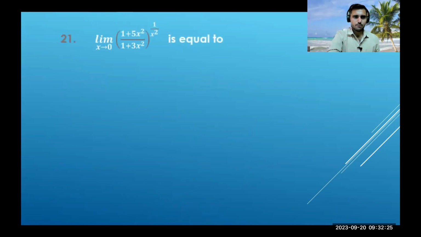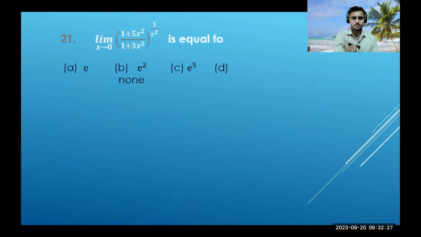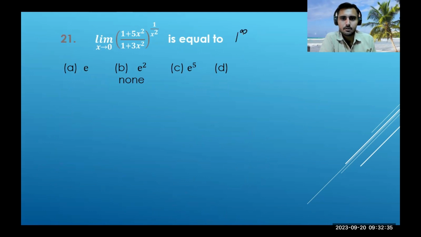That's question number 20. And now we have question number 21. These are the options. So again, put the limit here. I think we have the indeterminate form 1 raised to the power infinity, because if you put limit x equal to 0 here and here, it will give us 1, and 1 upon 0 will give us infinity.